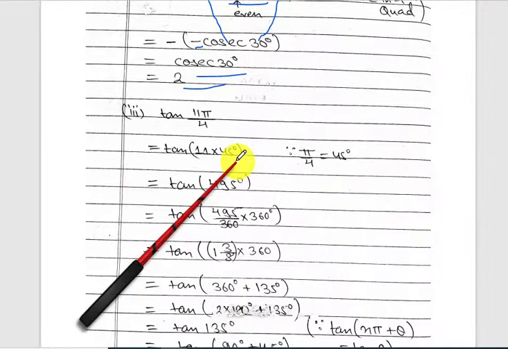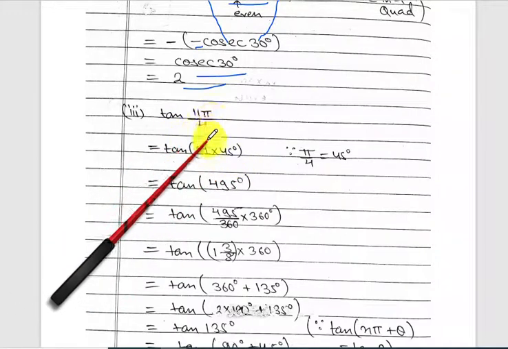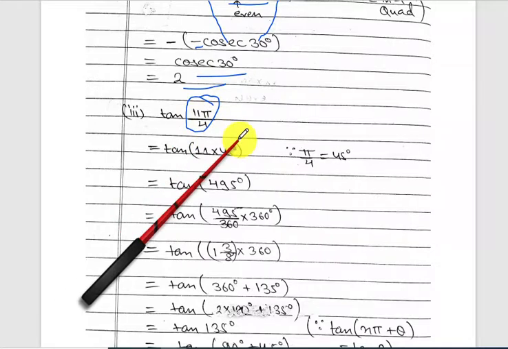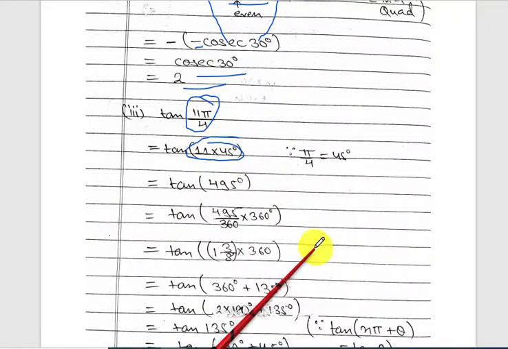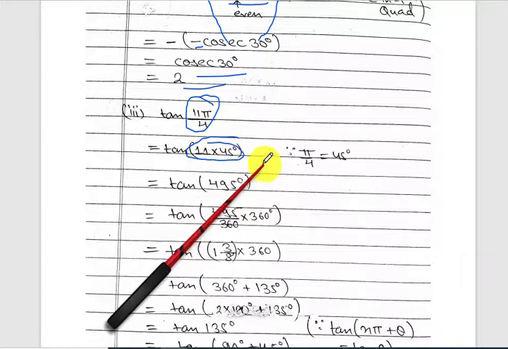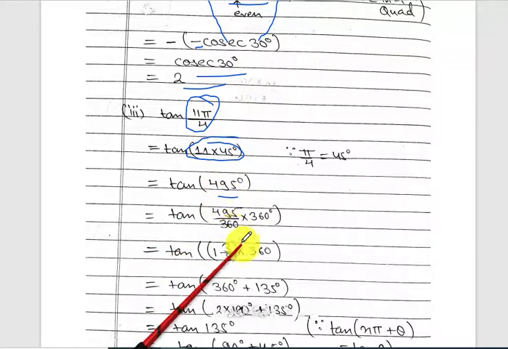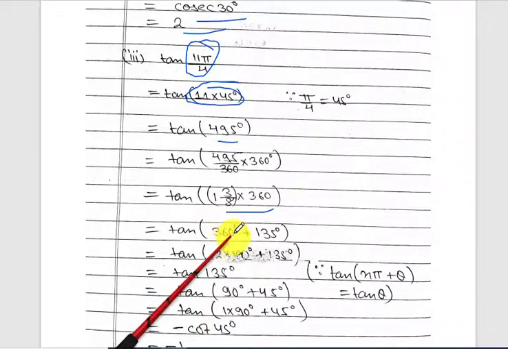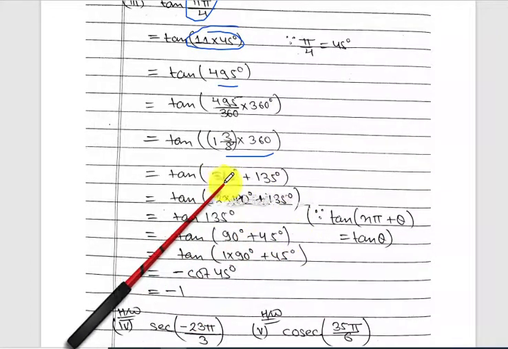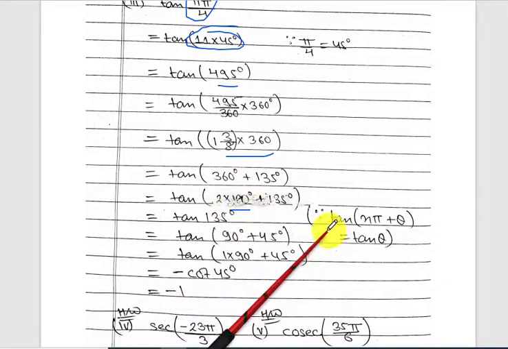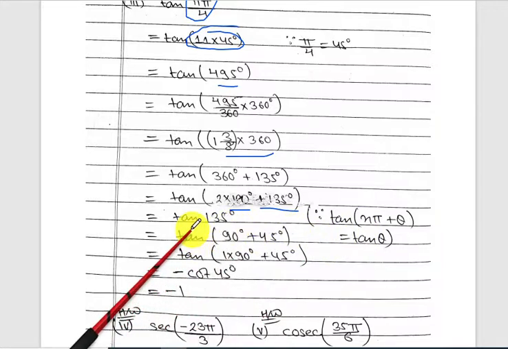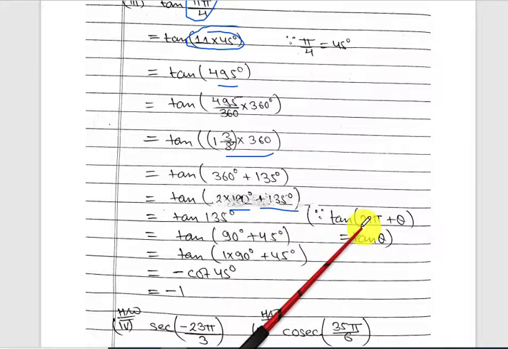Tan 11 pi upon 4, this is in radian. For your simplicity you can convert this into degree, so you'll get 495. This is greater than 360, so you can divide and multiply by 360 and you get this. So this can be written as 360 plus 135, and this 360 can be written as 2 into 180 plus 135. And you get tan 135 degree. The reason is, you know that tan n pi plus theta is tan theta.